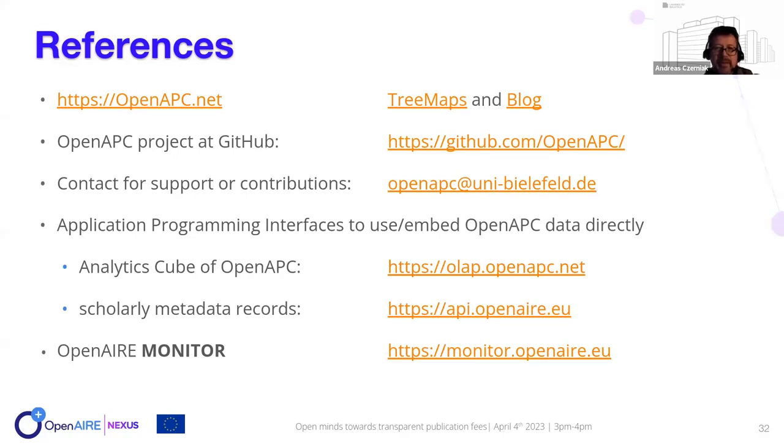I'm ending the poll in 3, 2, 1, and sharing the results. Hopefully you can see that most of you could imagine using OpenAPC for budget calculation, and also for your own analysis from GitHub or the APIs. And wow, some say they'd embed the treemaps directly in the institutional website. Great. Thank you very much for providing these insights.